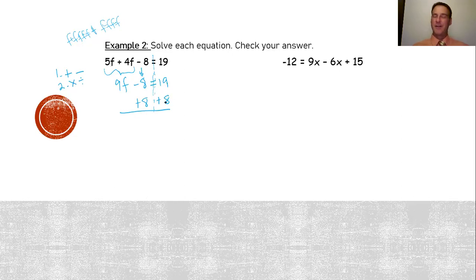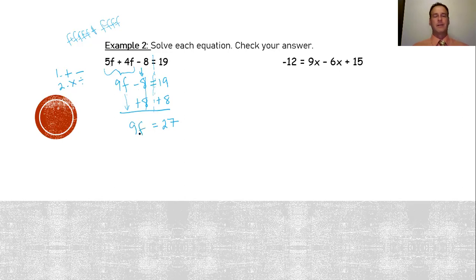So let's see, 19 plus 8. You can use a calculator, like I've always said. You can use your fingers too. That gives you 27. All right, what comes down? Well, not f, but 9f.